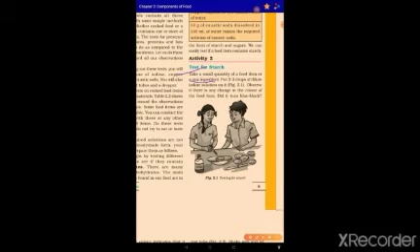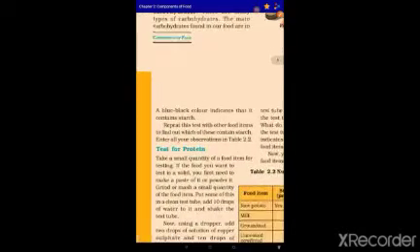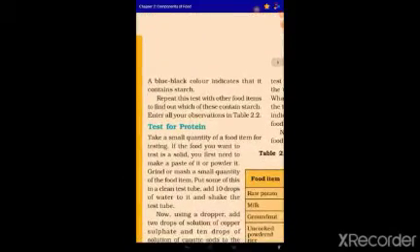Put 2-3 drops of dilute iodine solution on it. Observe if there is any change in the color of the food. Did it turn blue-black? Yes. A blue-black color will indicate that this food, or this component of food, contains starch.